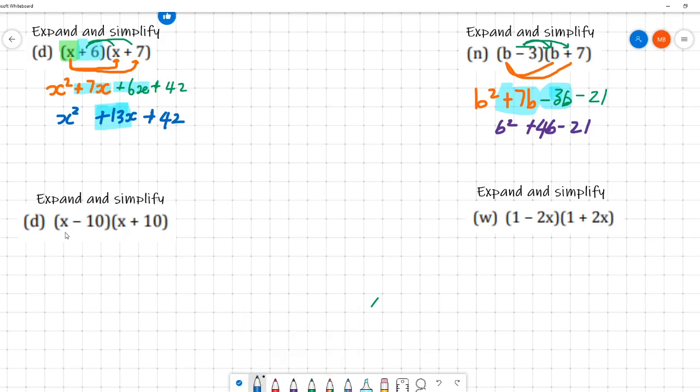So we're going to just do it like normal. We're going to do x multiplied by x. So we've got x squared. We're going to do x multiplied by positive 10, which is going to give us positive 10x.